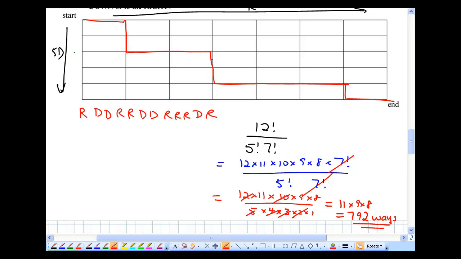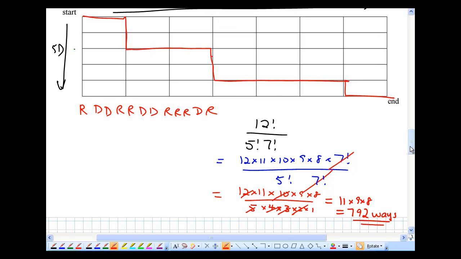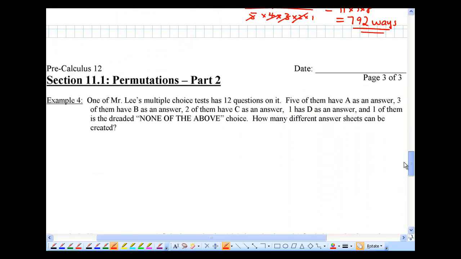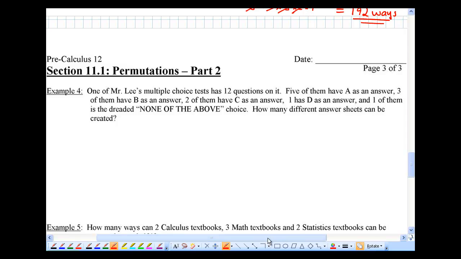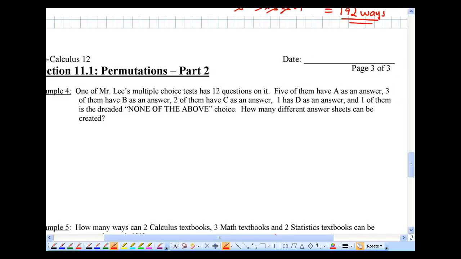Alright, so turn the page. Got a few more examples. My multiple choice test again. This one has 12 questions on it. 5 of them have A as an answer, 3 of them have B as an answer, 2 of them have C as an answer, 1 of them is D, and yes, the dreaded none of the above, which doesn't really make it multiple choice anymore. But none of the above, one of them. So how many different answer sheets can be created? Well, I think you should be able to try this one. So I'll be quiet and you guys try it, and let's see what you get, okay?